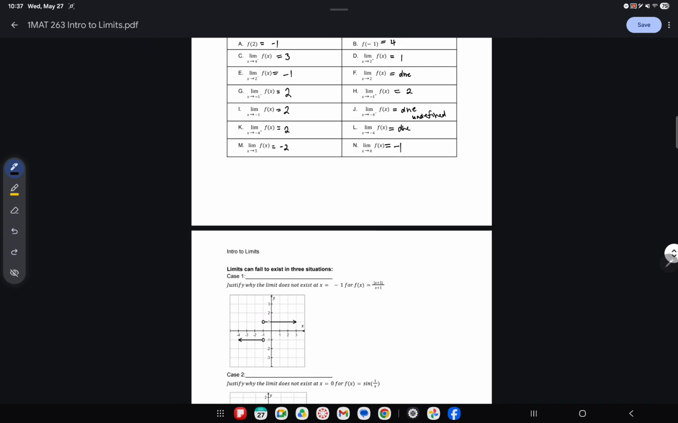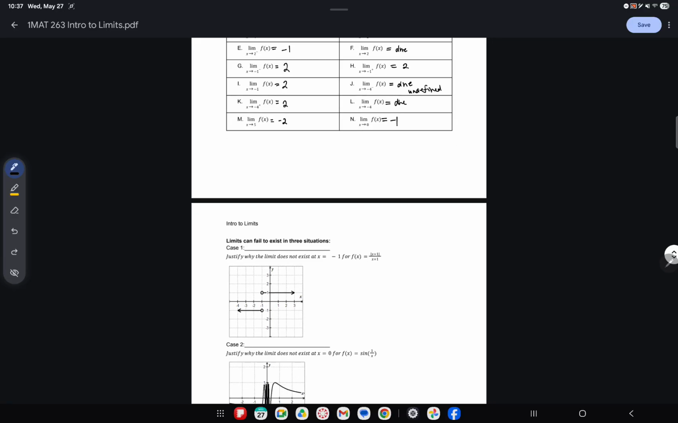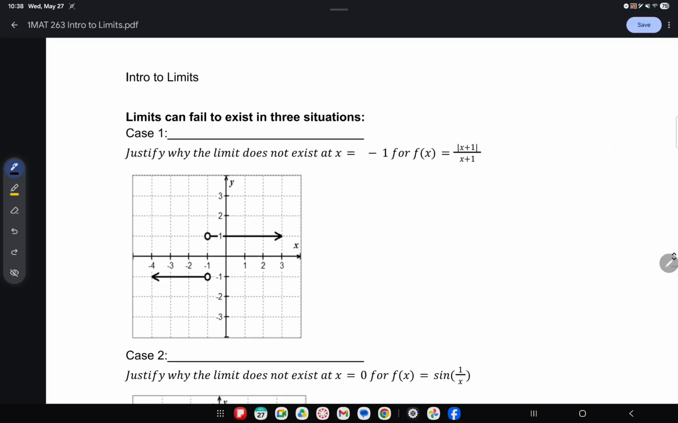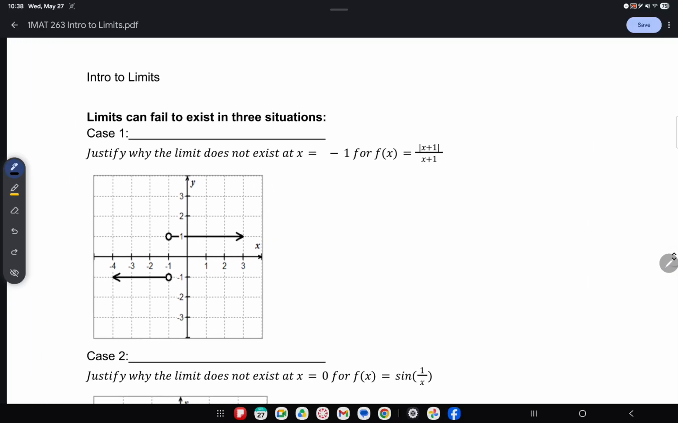Right, there are some scenarios here where limits can fail to exist. So 3 different cases. I'm going to scroll into this one. So case 1: the limit will not exist if the limits differ on the left and right. We had seen above where that was the case, right?